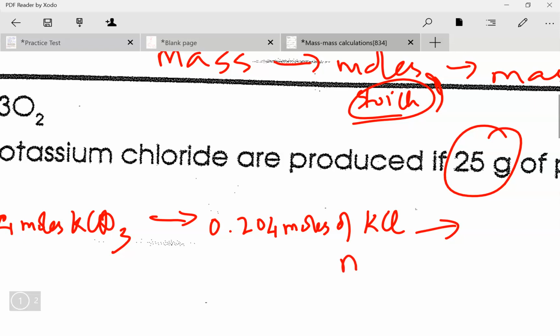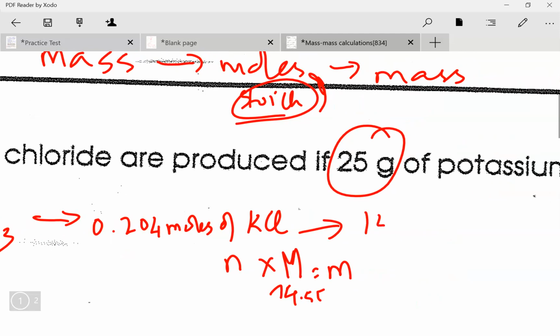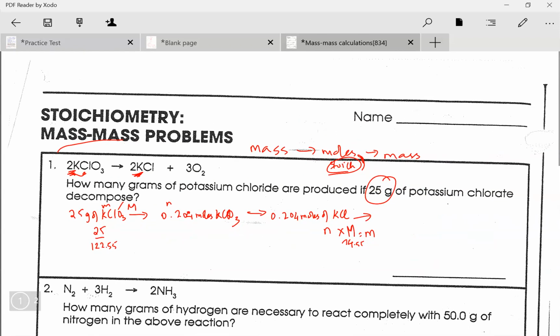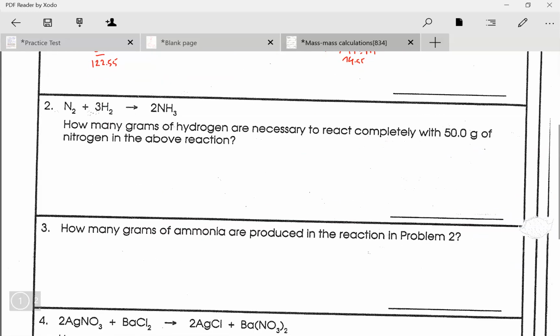So again, I have moles here. I multiply by molar mass to give me the mass. So the molar mass of KCl is 74.55. So I do 0.204 times 74.55, which is 15.208 grams. This is my mass of potassium chloride if potassium chlorate decomposes. So we'll do one more question.